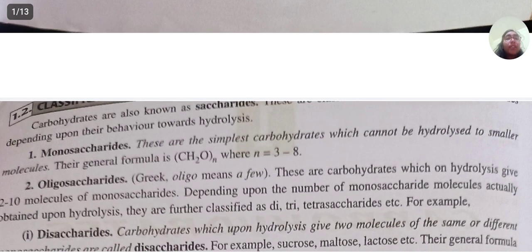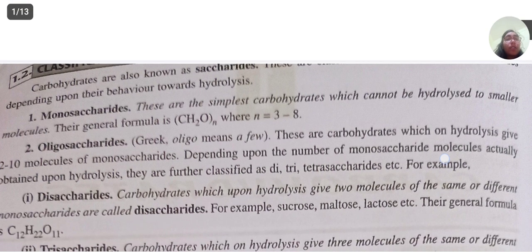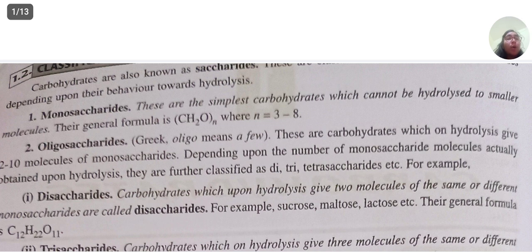Classification. Carbohydrates are also known as saccharides. Now we classify them depending upon their behavior towards hydrolysis. Monosaccharides. These are the simplest carbohydrates which cannot be hydrolyzed to smaller molecules. Their general formula is CnH2nOn where n is equal to 3 to 8.